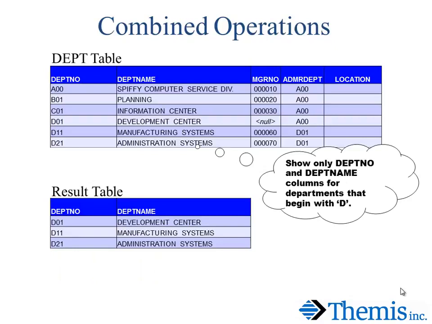Only show me these 2 columns for the people who work in D, or for the departments that begin with D. So I can combine the 2 operations. And so relational theory didn't really prescribe the SQL language per se. It kind of envisioned a language that would have these operations in it. And then SQL was developed later based on these specifications.